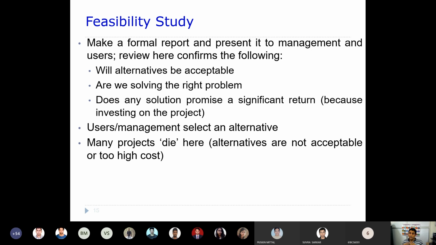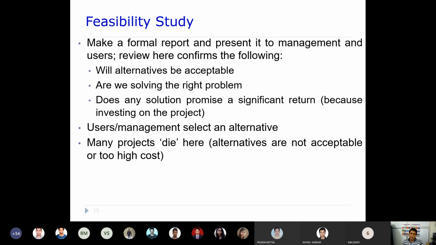That means, why would management be interested in investing a large amount of money in this particular project? If it has no benefit, then they definitely will not go ahead with the project, right? So they will see in terms of return also, right? If they are getting some return, then only it is beneficial for them, right?